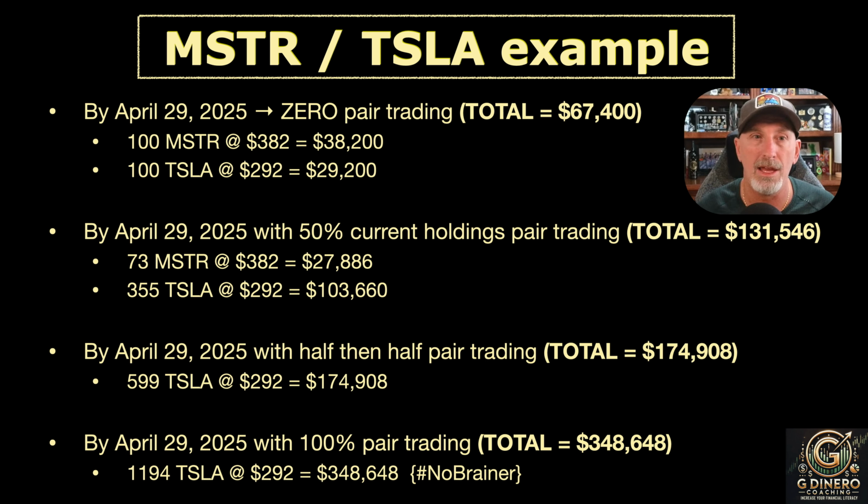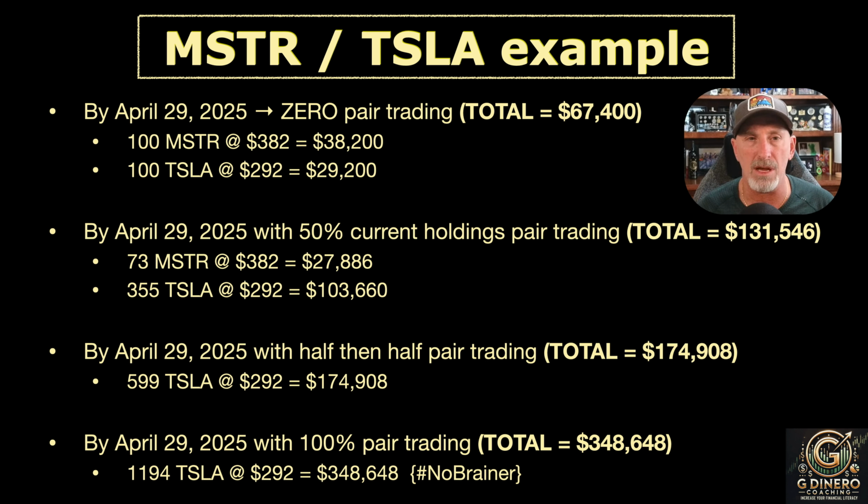Okay, why? Because you're left with 100 MicroStrategy shares. This was at yesterday's closing prices. At the end of business yesterday, April 29th, $382 a share for MicroStrategy. You have $38,200 worth of MicroStrategy. Sweet. You went up. You started out with a little over 10 grand and now you have 38 grand. That's awesome. You started off with 100 Tesla back then.